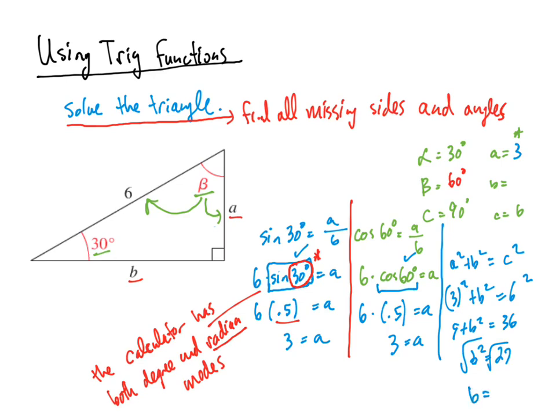If you reduce that, this is equal to the square root of 9 times 3. 9 is a perfect square, so we take the square root of 9, which is 3, and we end up with 3 root 3. So when we're solving a triangle, it's nice to summarize everything just like this as the answer.